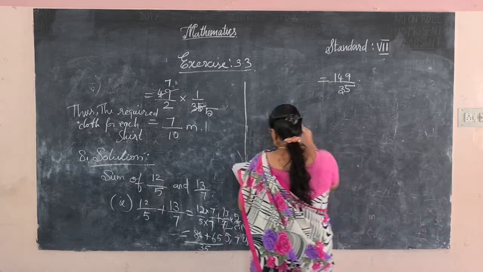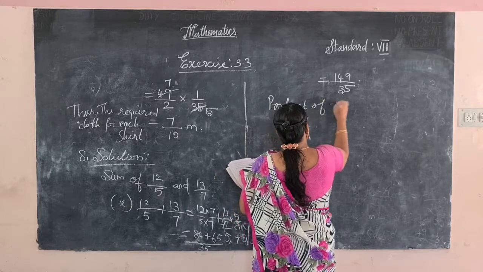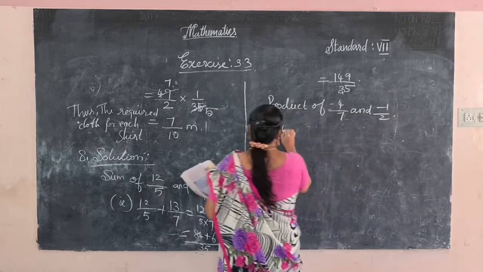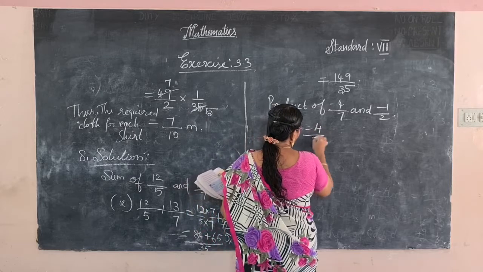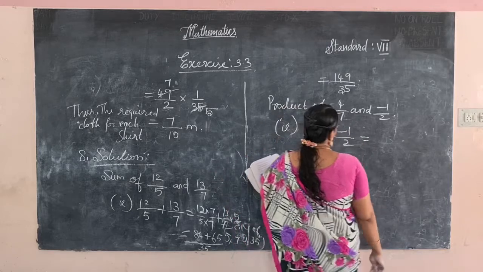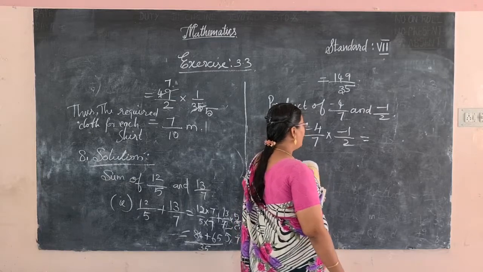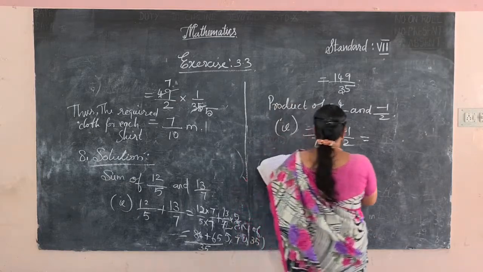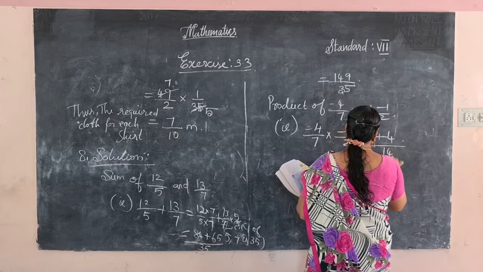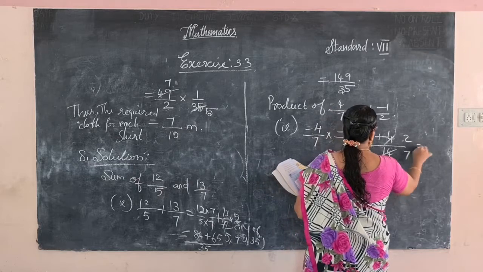149 by 35. Next, given products. So the product of minus 4 by 7 and minus 1 by 2. That is minus 4 by 7 into minus 1 by 2. We get numerator multiplied by numerator. What is the rule of fraction multiplied by fraction? Product of their numerators by product of their denominators. So minus into minus is plus, 4 ones are 4 and 7 twos are 14. It cancels in the 2 table also, so the answer is 2 by 7.